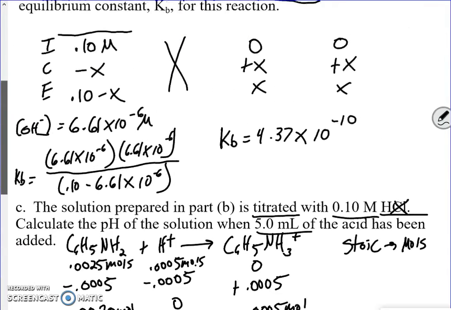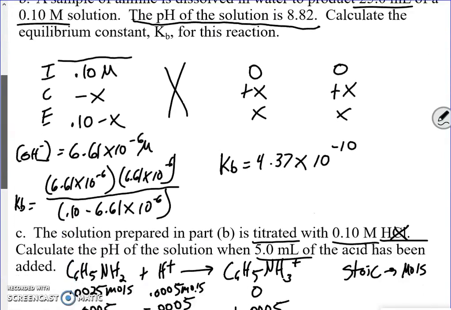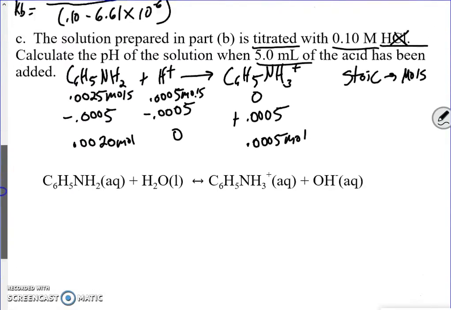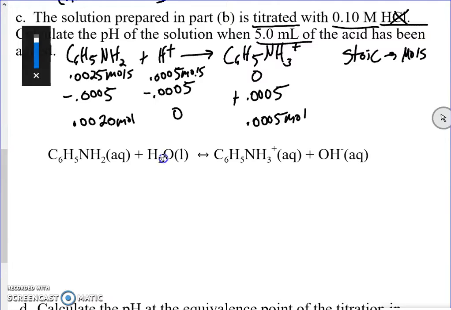Which means problem B, we were told our pH was 8.82. So chances are it's going to be a little bit less basic because there is less hydroxide being formed. So we're expecting the pH a little bit closer to 7. So let's see what we actually get here.